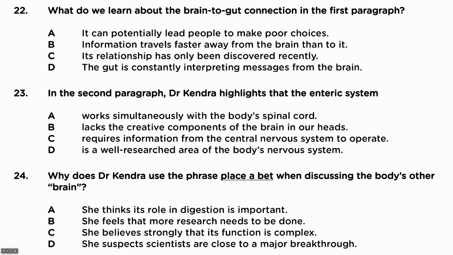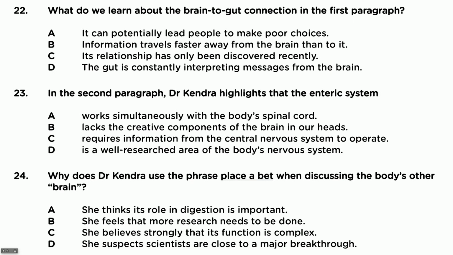And this is what the questions look like. Let's take a look at number 22 here. It says, what do we learn about the brain to gut connection in the first paragraph? So there's a few things I want to point out here. First of all, it says the first paragraph. So it actually directs you where to read, which is good. And what we can learn from this particular question prompt is that it's going to ask us to read for the general meaning of something.